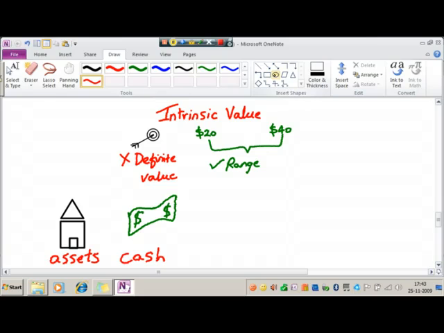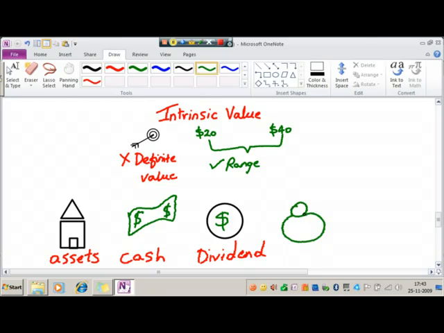The third factor which he talks about is the dividends which the organization gives back to its shareholders. So the dividends are the third factor. The fourth factor which he talks about is the earnings of the organization. So earnings is the fourth factor.